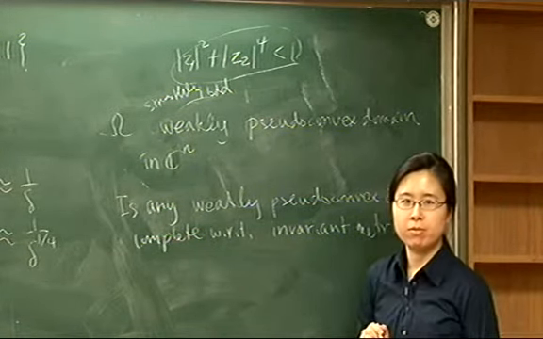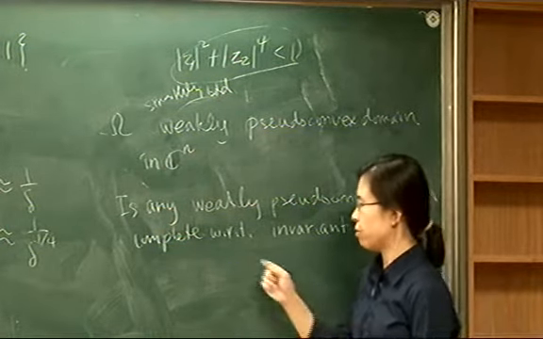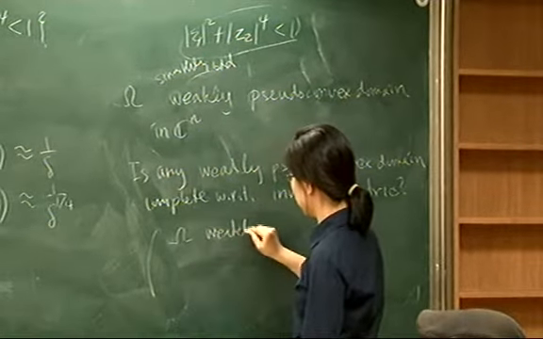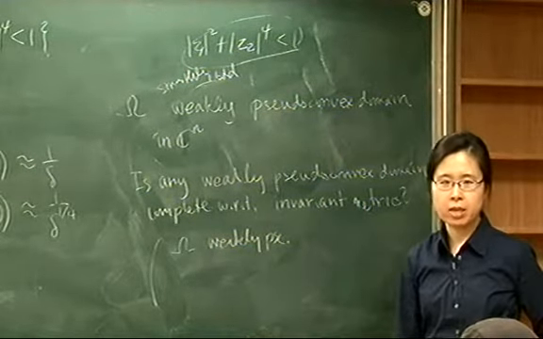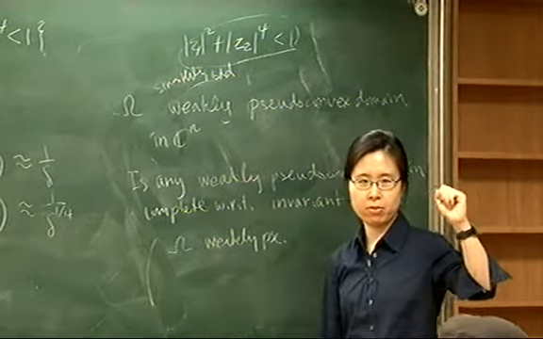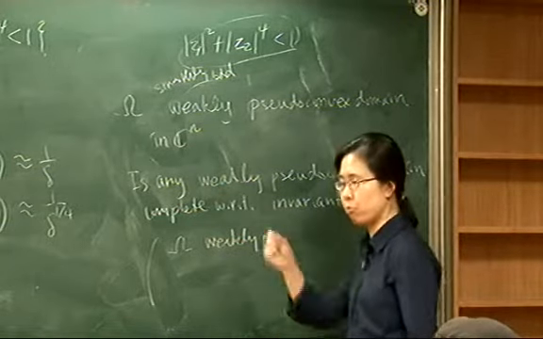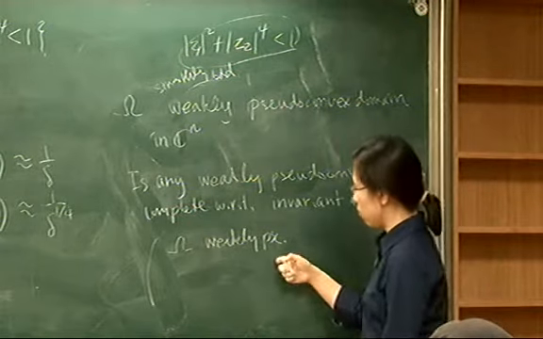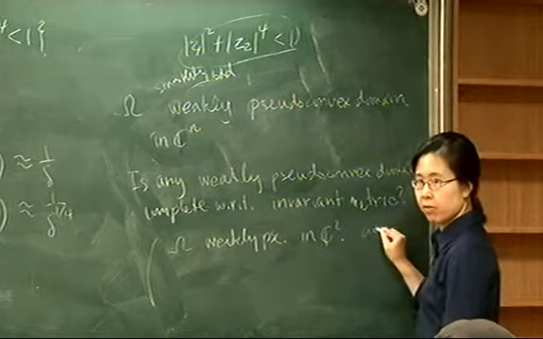We don't know. It's still open. Well, we partially know. For example, if omega is weakly pseudo-convex. When you say weakly pseudo-convex, you mean pseudo-convex? Well, yeah, and there's at least one point where it is not strongly pseudo-convex. Right, that excludes strongly pseudo-convex. So there is at least one bad boundary point. So if omega is weakly pseudo-convex in C2, then it is complete. We know this.